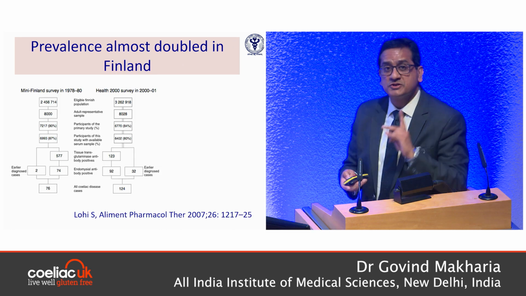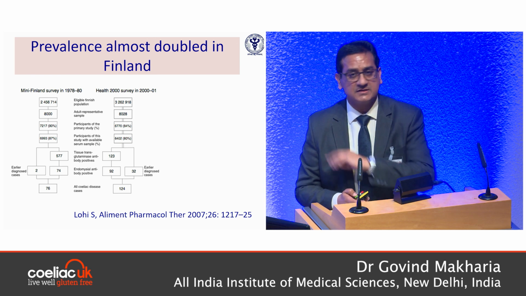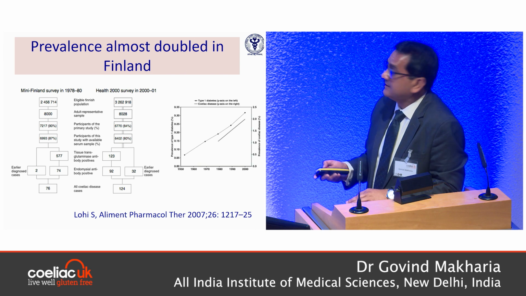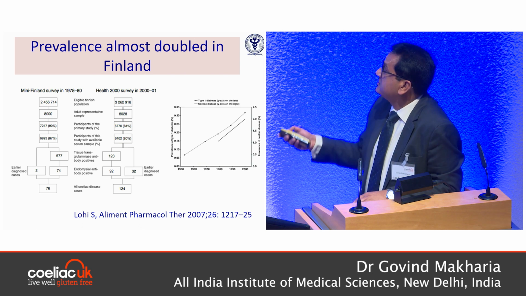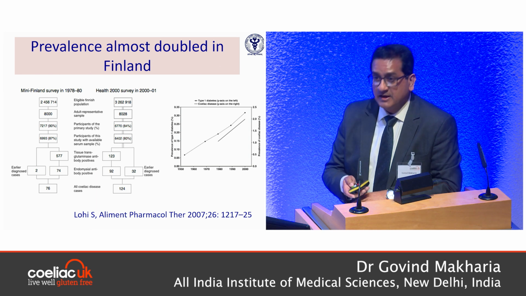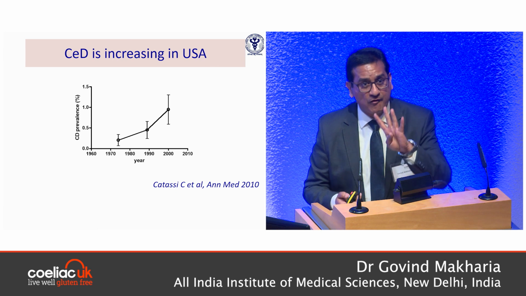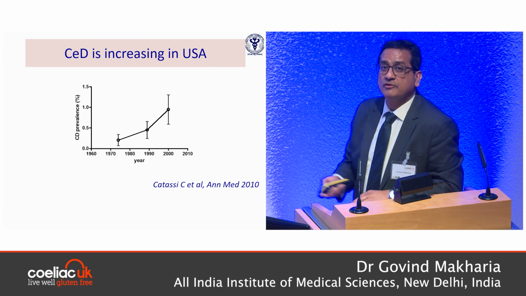And looking into two studies, one from Finland and one from the US. There are many other studies, but look at Finland: the prevalence of celiac disease has increased almost twofold over 2 decades. Same in the US, where the prevalence has increased fourfold over almost 4 decades.